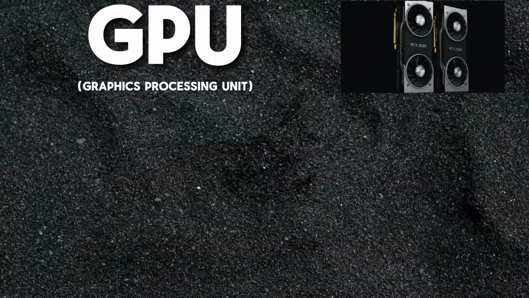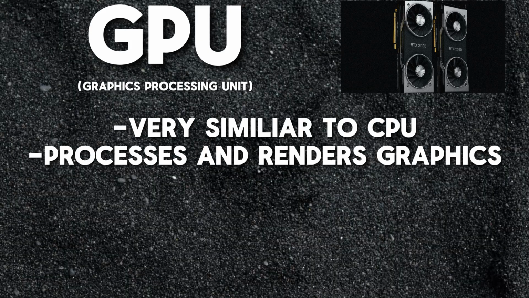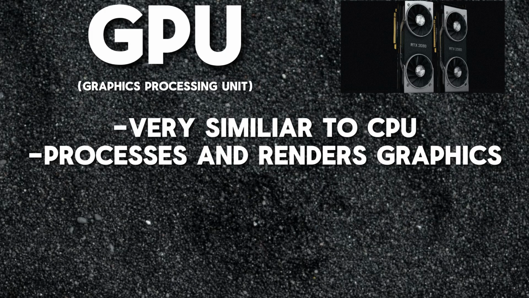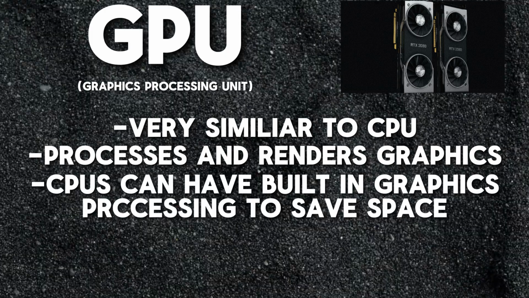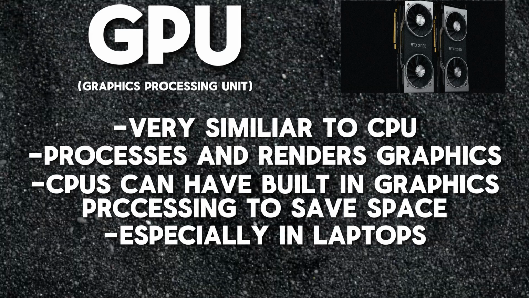The GPU, or Graphics Processing Unit, is essentially the CPU, but its only job is to process and render graphics. If the CPU calculates all the computer's operations, the GPU renders the result. Some CPUs have built-in graphics processing, especially in smaller devices such as laptops, so that a GPU isn't required.